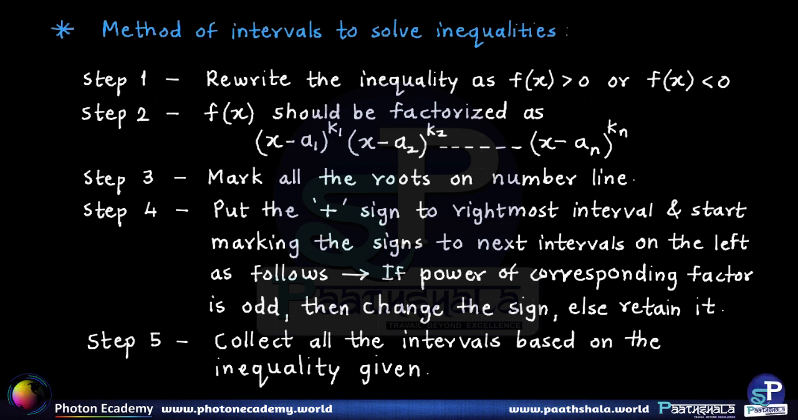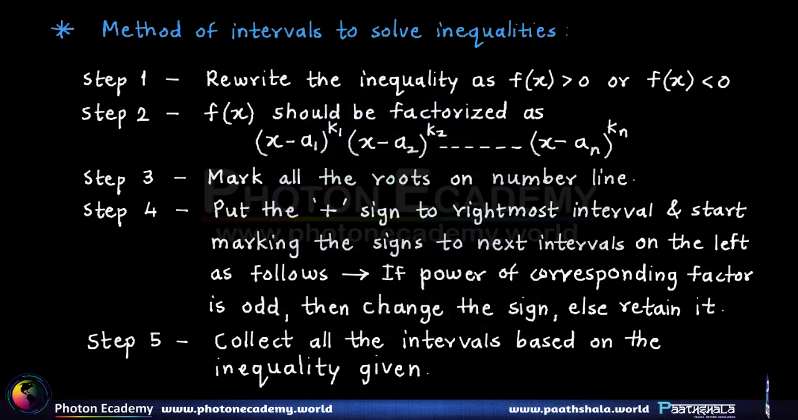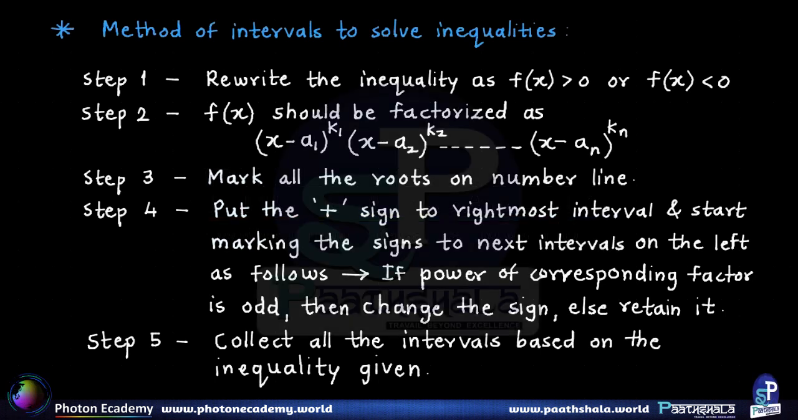Now it's very important to note here that the coefficient of x must be positive to use the method of intervals. That is, if there is any factor in which x is negative, then we should change the sign and bring it into a form such that x is always positive. Now further, we mark all these roots, that is the values a1, a2, a3 up to an, on a number line.